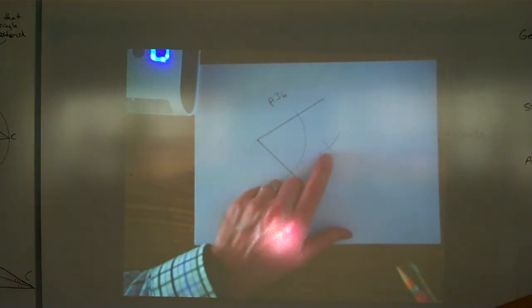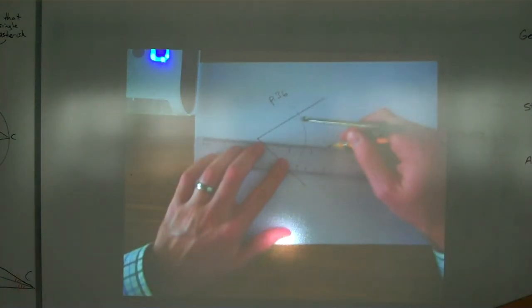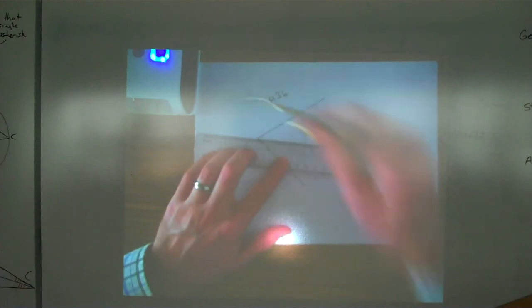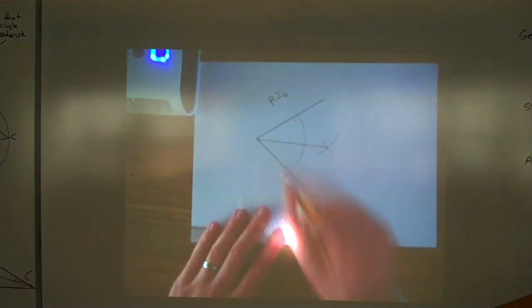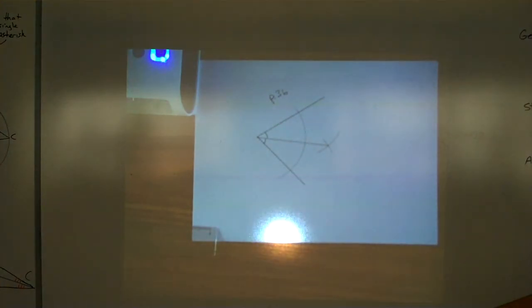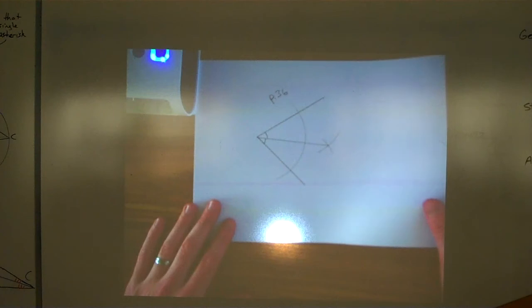Okay, and this intersection right there, we connect with the vertex. That's an angle bisector. Sound sort of familiar? Wonderful. So now we do the triangle.